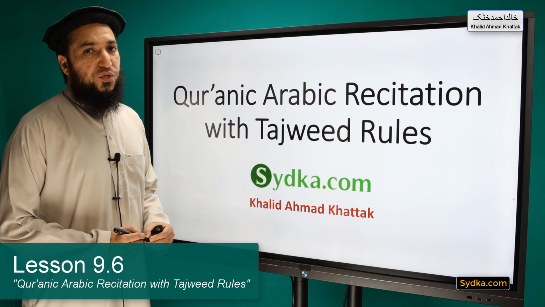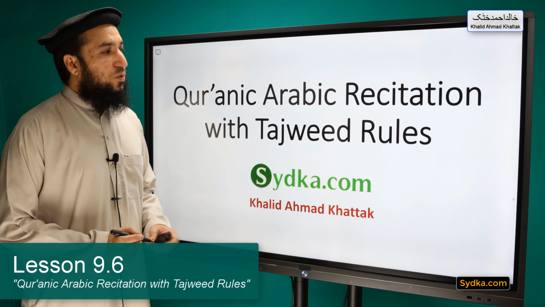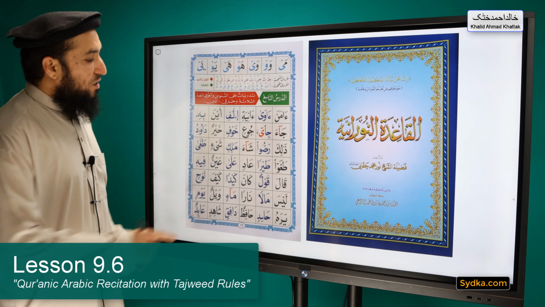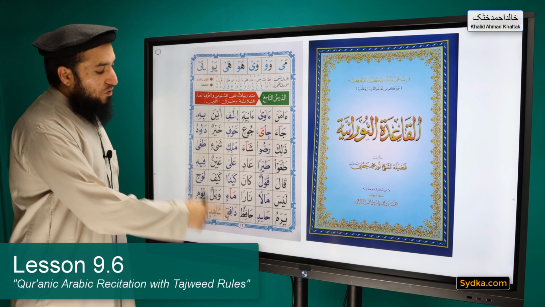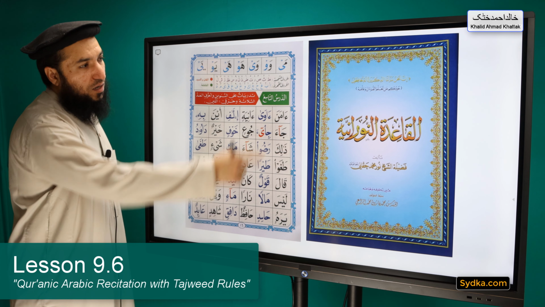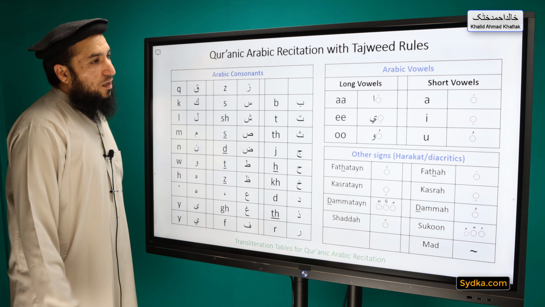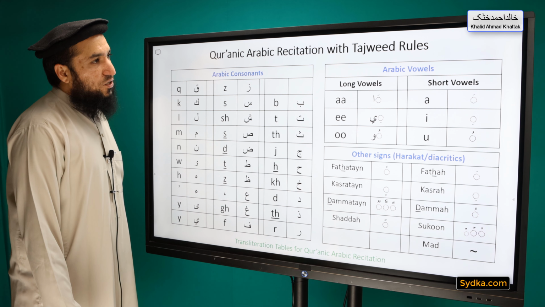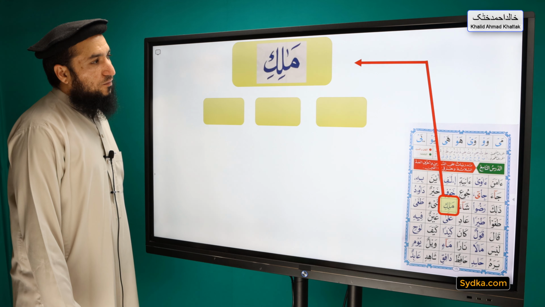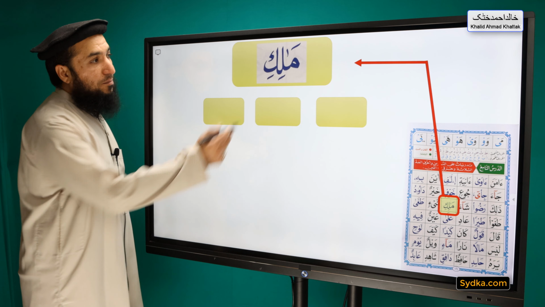Welcome back to another session of Qur'anic Arabic recitation with Tajweed rules. In this session, we will be studying another 3 words. This is on page number 16 of Al-Qaida Nuraniya. And this is just a reminder for transliteration purposes. So the first word we have is Maliki.